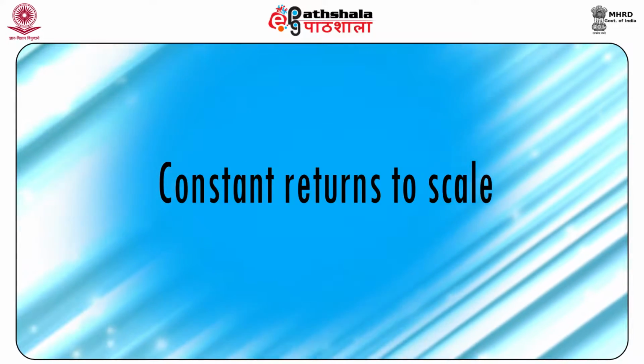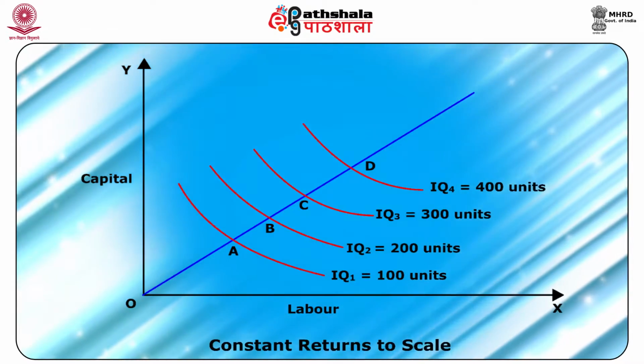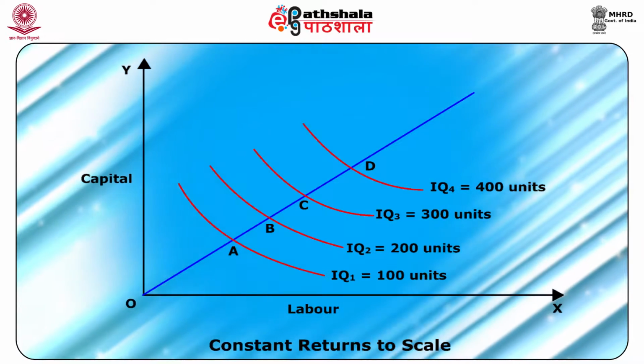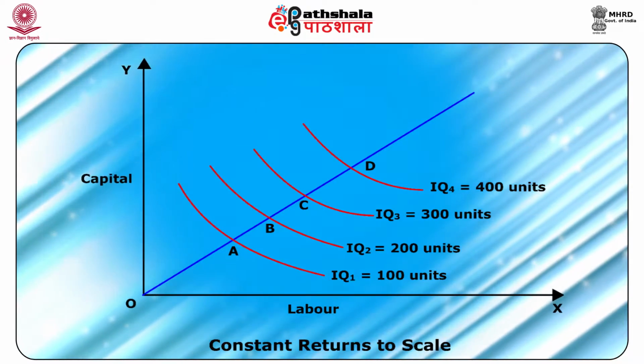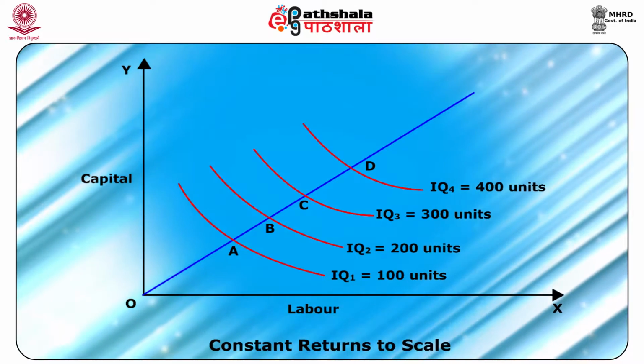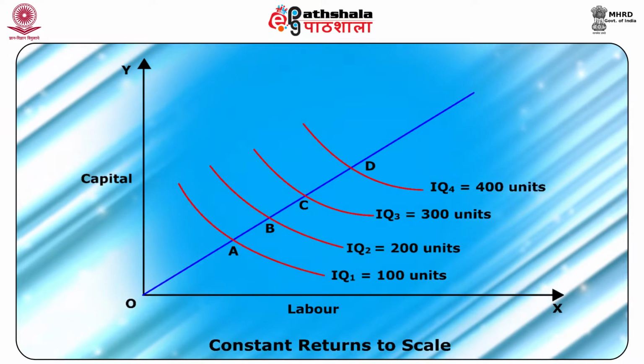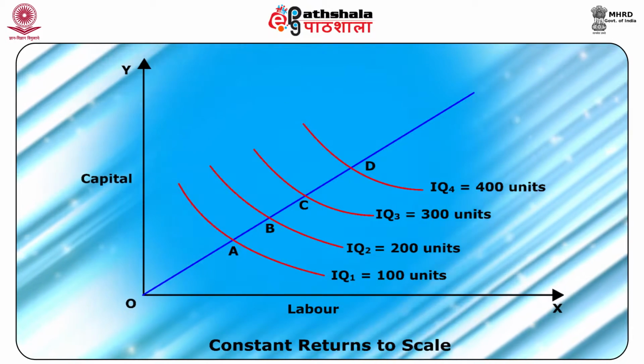Next, constant returns to scale. The proportion of increase in output is the same as the proportion of increase in all inputs. The distance between consecutive multiple isoquants along the isocline OS remains the same in case of constant returns to scale. It means an equal increase in output is obtained by equal increments in input. Here, AB is equal to BC is equal to CD. Thus, in case of constant returns to scale, if the firm wants to double its output, it requires double inputs. The following figure shows constant returns to scale.